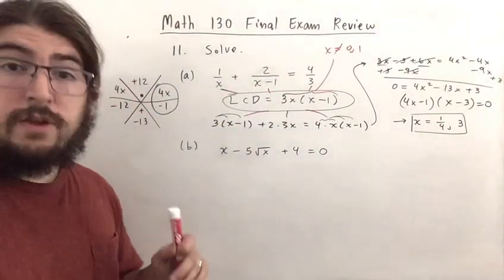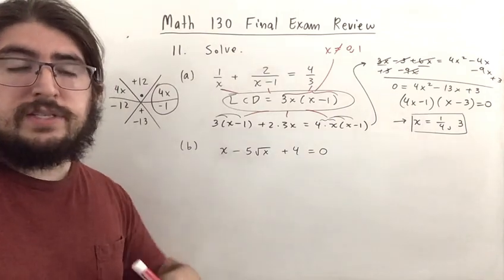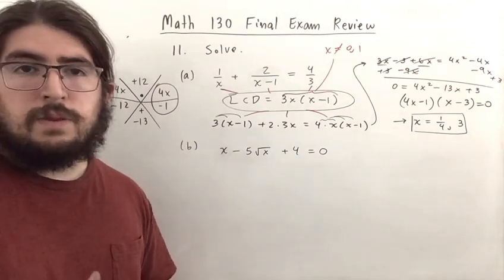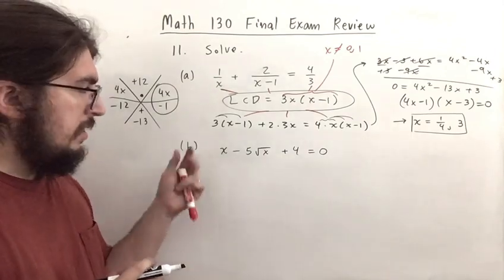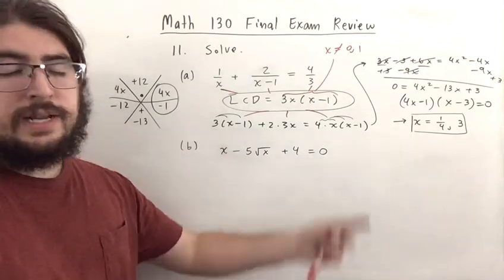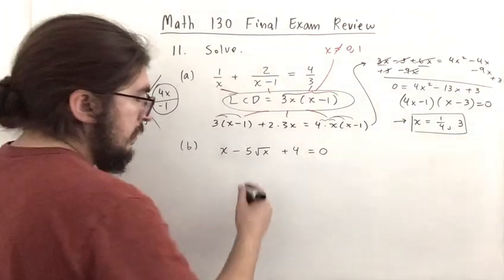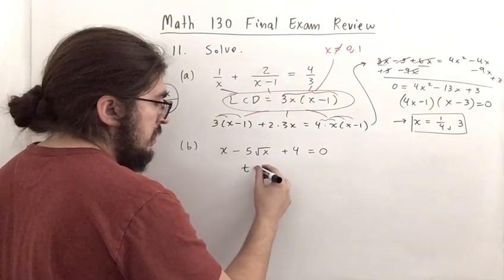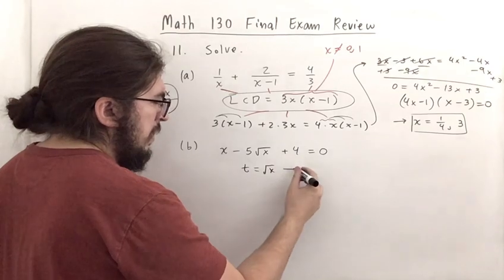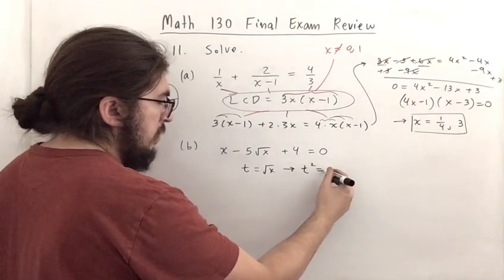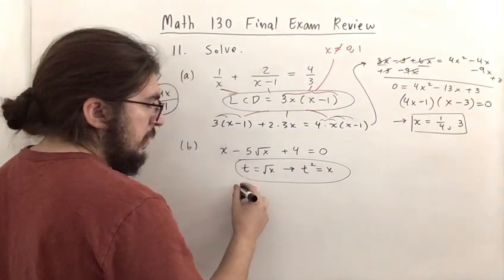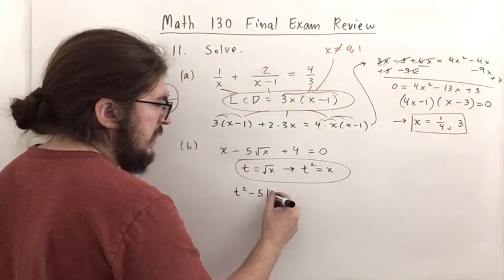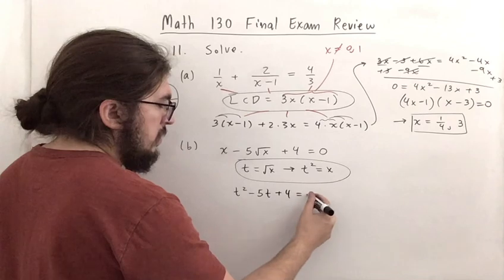Okay, now for this one, if you wanted to, you could actually solve this the same way we solved the radical problems before. But I'm going to notice something a little clever. This reminds me of x squared minus 5x plus 4. So I'm going to use the substitution t is equal to radical x. That means we're squaring both sides, t squared is just x. So then now this becomes t squared minus 5t plus 4 is equal to 0.